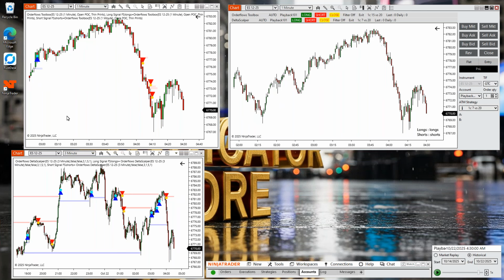Now you may say, okay, how can you separate or distinguish which is the signal for each one, which are the order flows and which are the delta scalper?